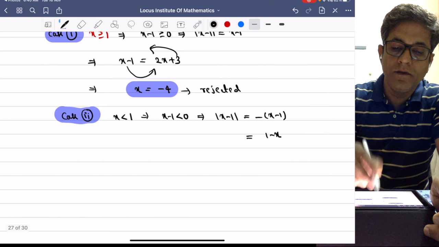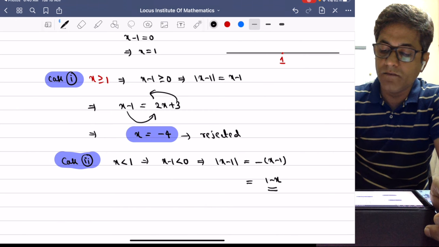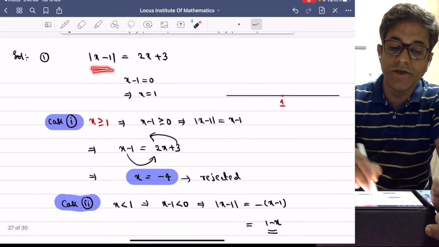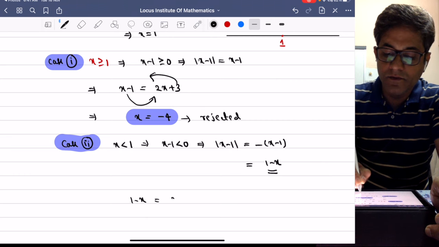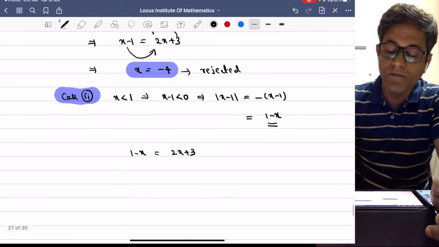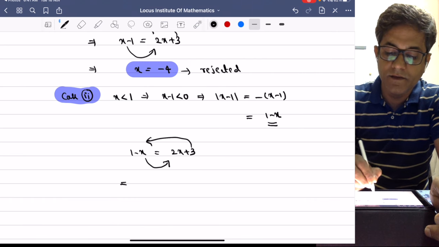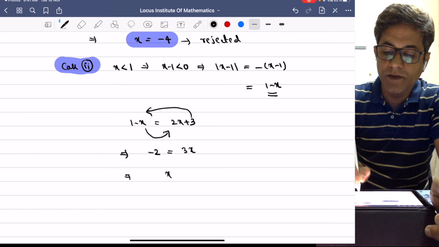So now the given equation becomes, if you replace mod x minus 1 with 1 minus x in the given question, 1 minus x is equal to 2x plus 3. So take minus x to the right hand side, 3 to the left hand side. From this, minus 1 minus 3, that is minus 2, is equal to 3x. From this, x is equal to minus 2 by 3.